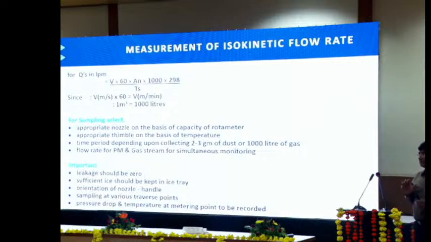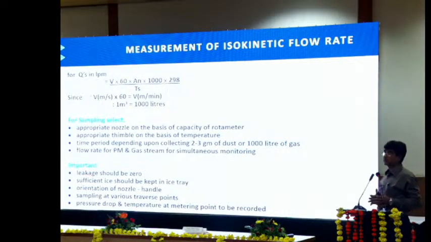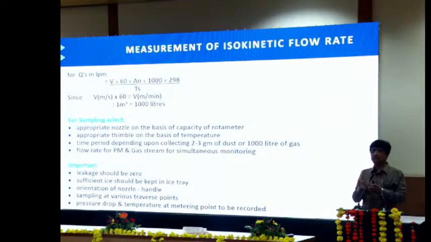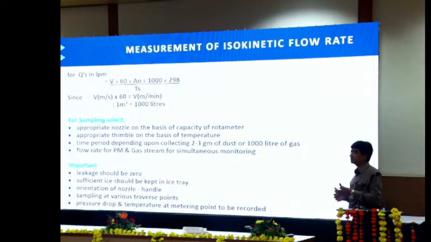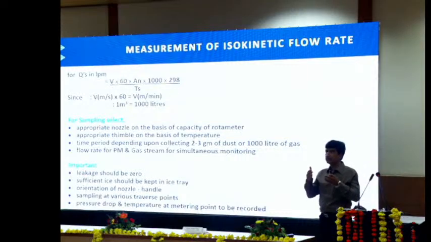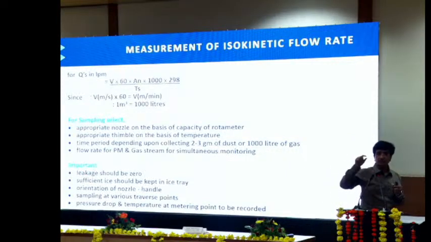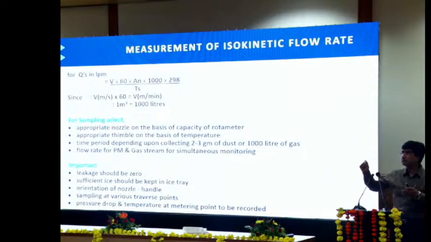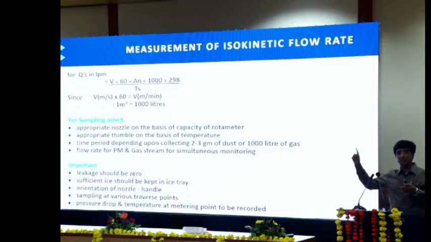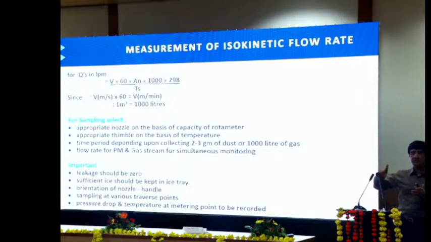That's very good. That pressure correction is very much required, but you cannot get the pressure correction till you do the sampling. So what happens is, while doing the calculations, we will assume some pressure in the beginning, but while doing the monitoring, we will actually be measuring the temperature and the pressure also at the metering point in order to provide the necessary correction at the end. Whatever the isokinetic flow rate, the necessary correction needs to be applied at the end.